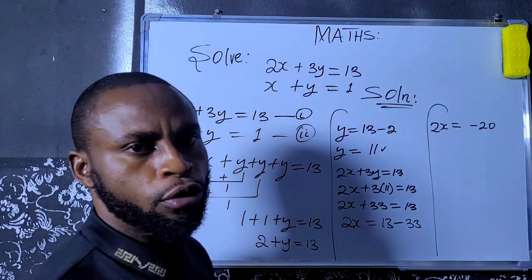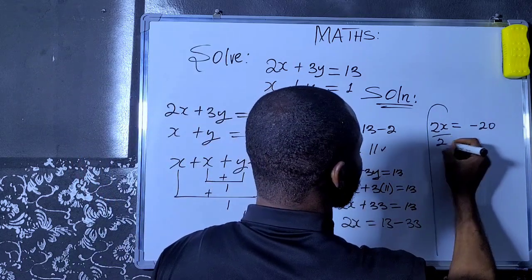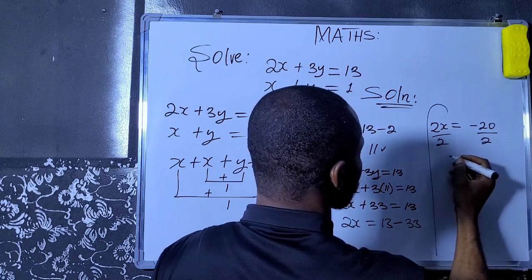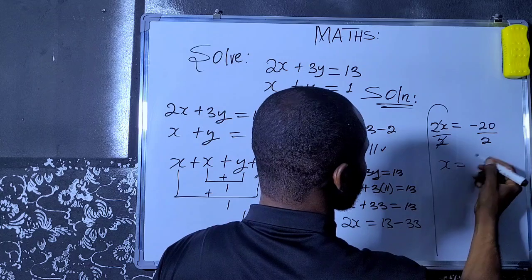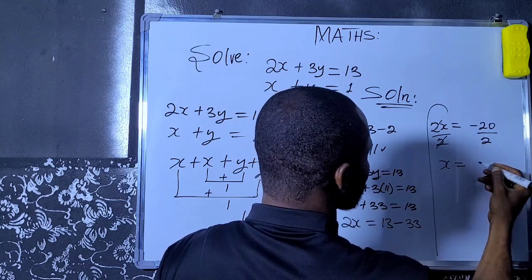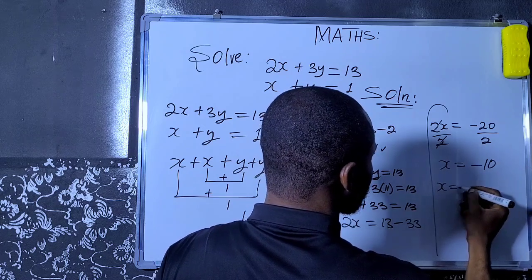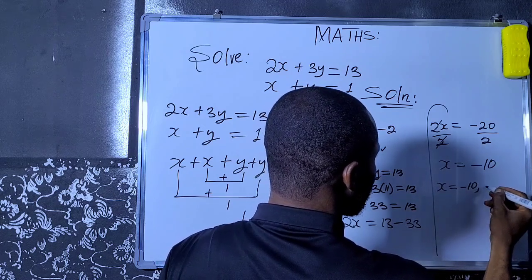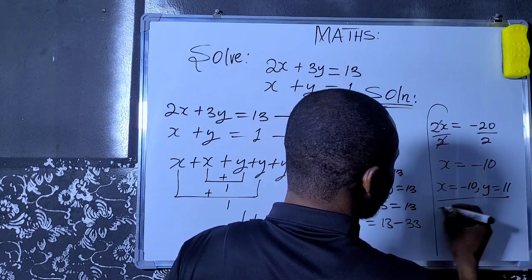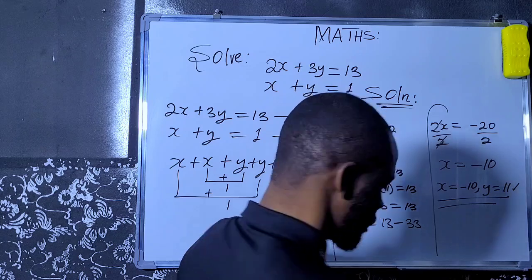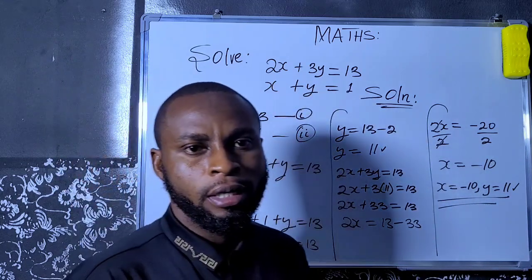Then to get x, we are going to divide both sides of the equation through by 2. We divide here by 2, divide here by 2, and here 2 will eliminate 2, and x equals minus 20 divided by 2, that gives us minus 10. Therefore, x equals minus 10 and y equals 11. And these are the possible values of x and y that will satisfy this equation right here.